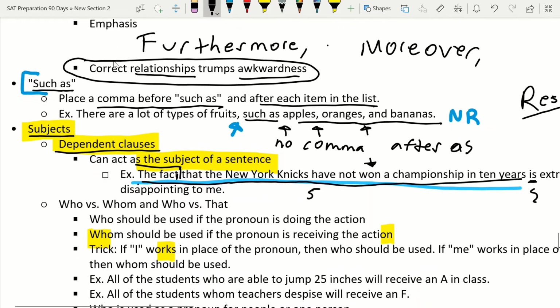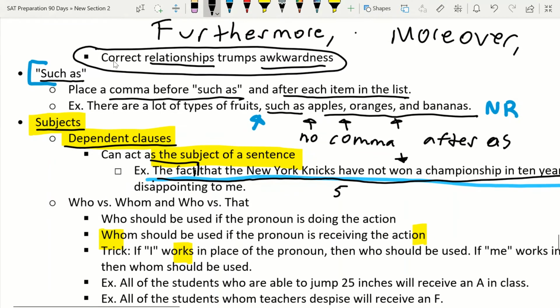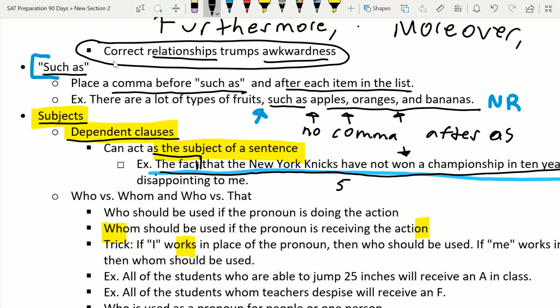All right, now we got such as. You're going to want to place a comma before such as and after each item in a list, but only when it is non-restrictive. So what is non-restrictive with such as? Let's take a look at the example sentence I have here. This is going to illustrate the point. We have, there are a lot of types of fruits, such as apples, oranges, and bananas. Are there more types of fruits than apples, oranges, and bananas? Yes, absolutely. Therefore, we know that this is non-restrictive. It's not restricting the types of fruits to only apples, oranges, and bananas. Since it is non-restrictive, we put a comma before such as, and then we have our list of apples, oranges, and bananas.